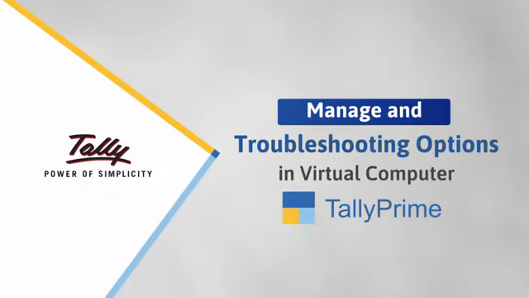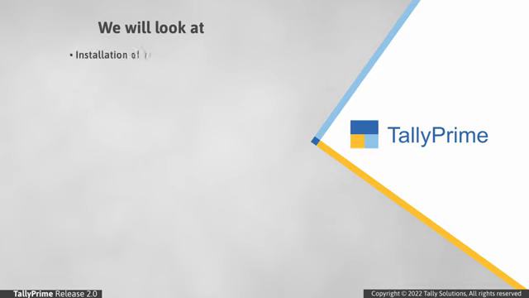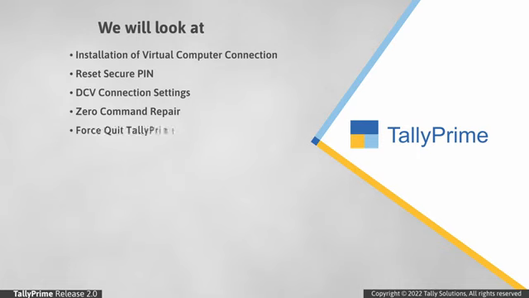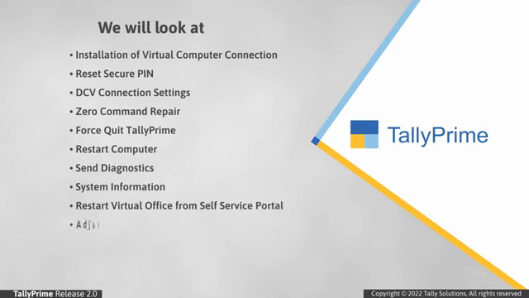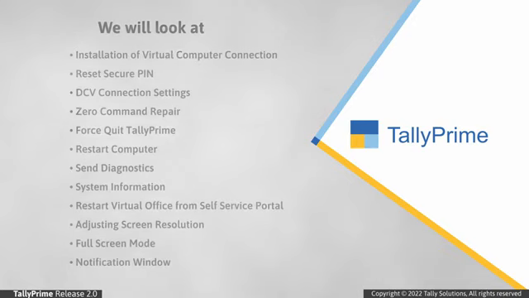In this video, we will look at a few options provided to manage and troubleshoot while you access TallyPrime from anywhere, anytime on Amazon Web Server. We will look at troubleshooting of installation and also the troubleshooting options to repair company data, reset secure PIN, force quit TallyPrime, DCV connection settings in virtual computer, and further troubleshooting from self-service portal. We will also look at options to manage screen size and resolution.